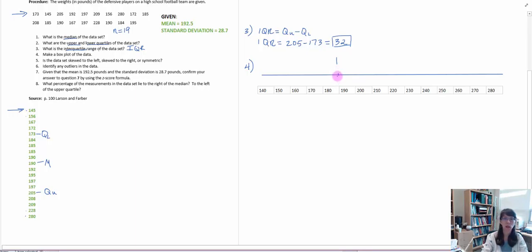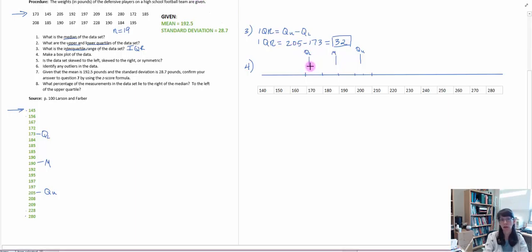My next mark will be the lower quartile at 173 pounds. So if this is 170 and this is 180, then it's just a little below 175 right there. I'll mark an M for median and Q sub L for the lower quartile. My next mark is the upper quartile at 205 pounds. That would be halfway between 200 and 210. So 205 is about right here. I'll label this as Q sub U for the upper quartile.